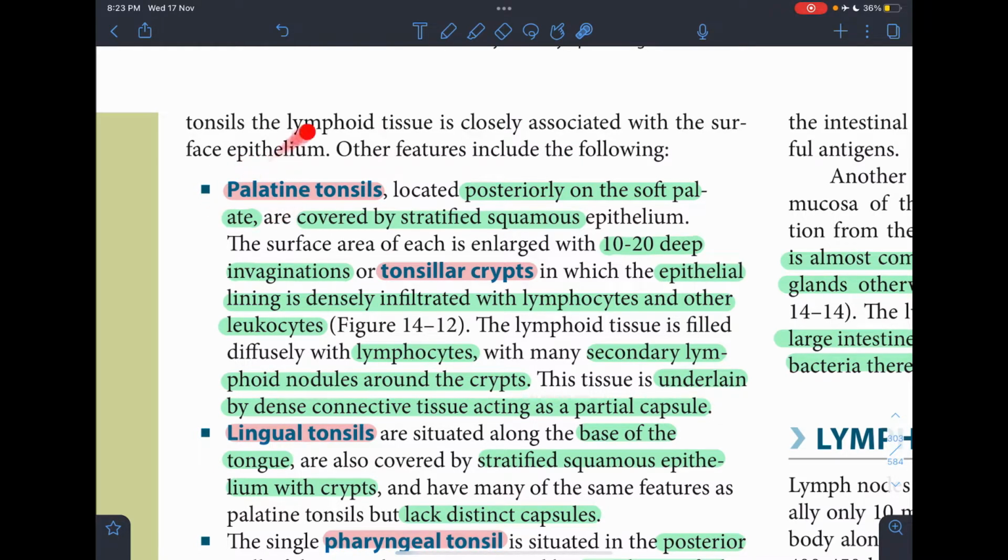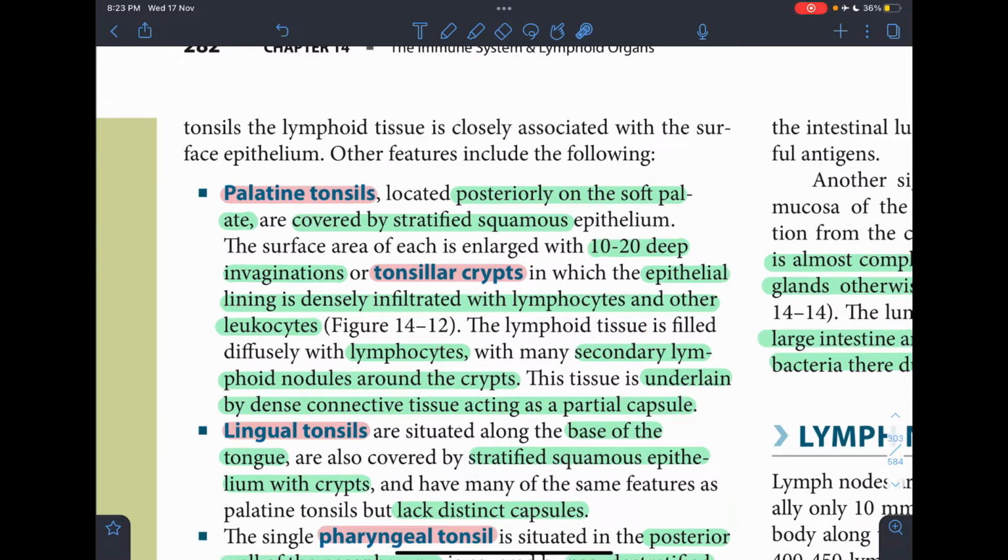They're named palatine because they are located posteriorly to the soft palate, and they are covered by stratified squamous epithelium. The surface area of each is enlarged with 10 to 20 deep epithelial invaginations, which are also called the tonsillar crypts, in which the epithelial lining is densely infiltrated with lymphocytes and other leukocytes. The lymphoid tissue is filled diffusely with lymphocytes, with many secondary lymphoid nodules around the crypts. This tissue is underlain by dense connective tissue acting as a partial capsule.